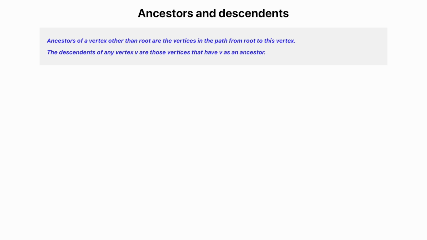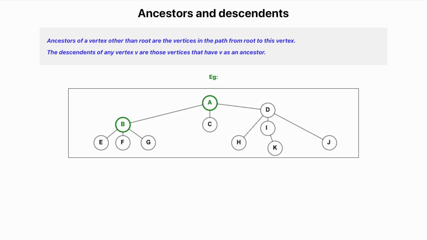Ancestors and descendants. Ancestors of a vertex other than the root are the vertices in the path from the root to this vertex. The descendants of any vertex V are those vertices that have V as an ancestor. For example, the ancestors of vertex G are vertices A and B. The descendants of vertex D are vertices H, I, J, and K.